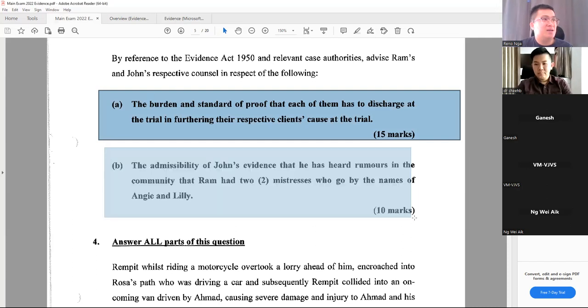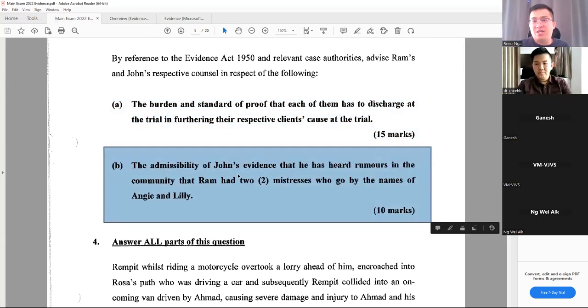Puppy. Admissibility of joint evidence that he has heard rumors in the committee. So, thanks for highlighting. Rumors is a hearsay. It's a very good hearsay. Why? This is very simple. I ask you, who told you? My auntie told you. So when you ask your auntie, she says, I heard somebody say. So this somebody, we never know who is the somebody.